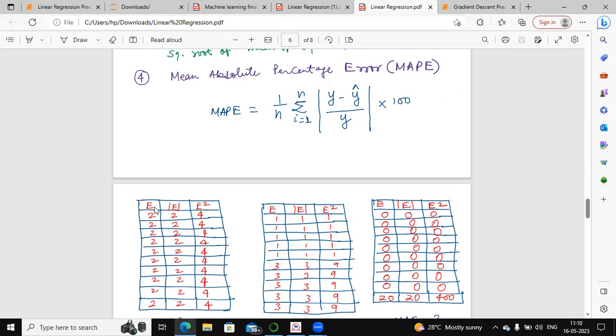So error comes out to be 2. What is the absolute error? 2. What is the squared error? That is 4. When you apply for here, the error comes out to be 1, 1, 1, 1 and 3, 3, 3, 3. So absolute value will be same and the squared will be square of each number. Okay. So now let's see this error.